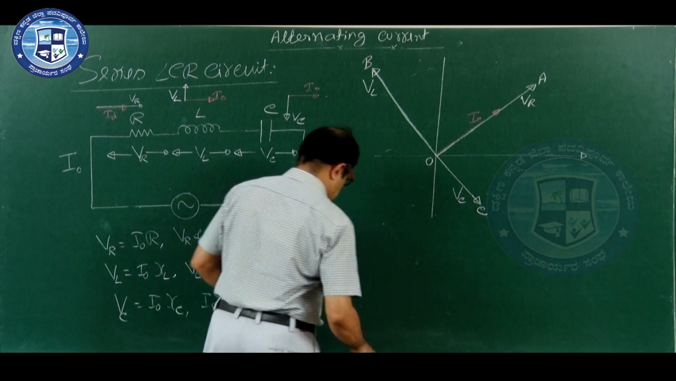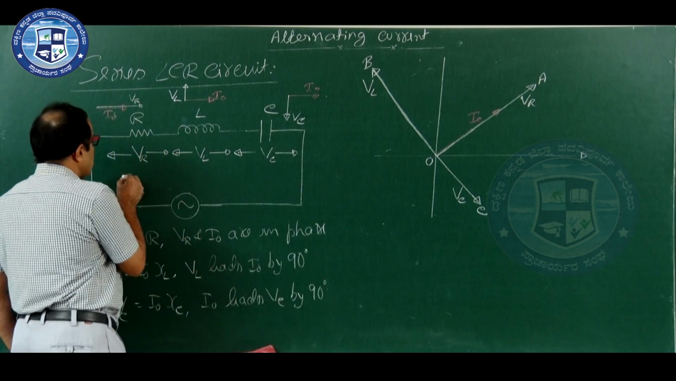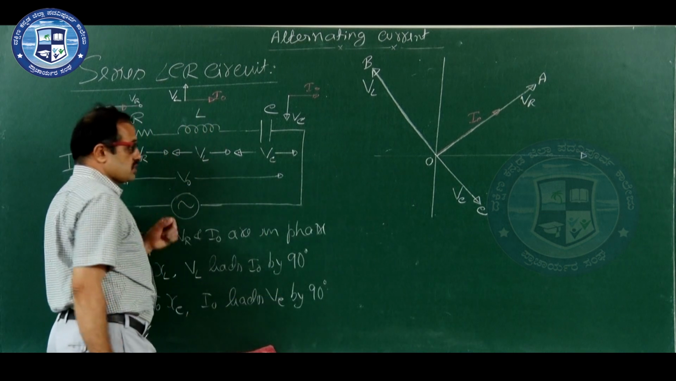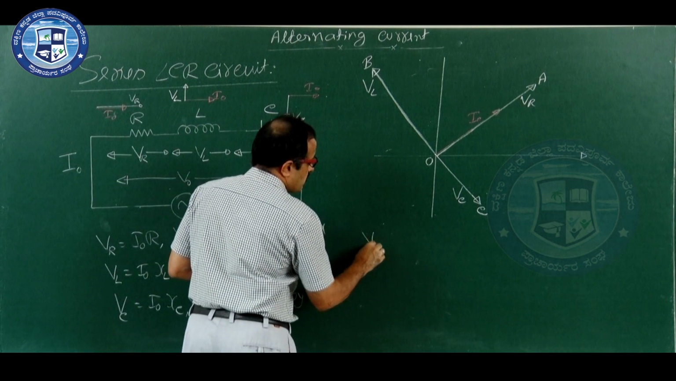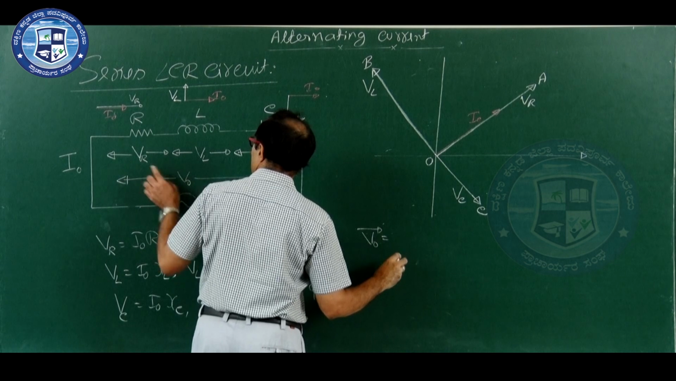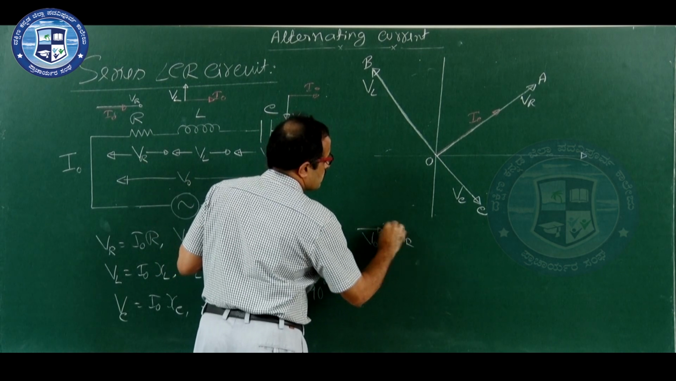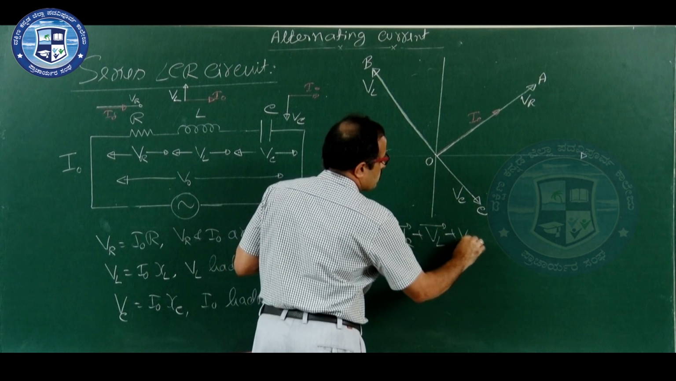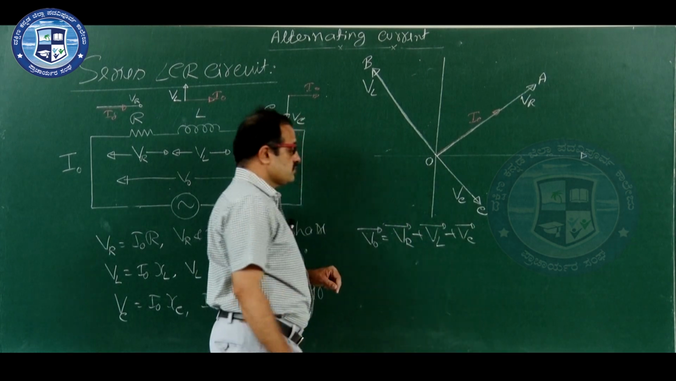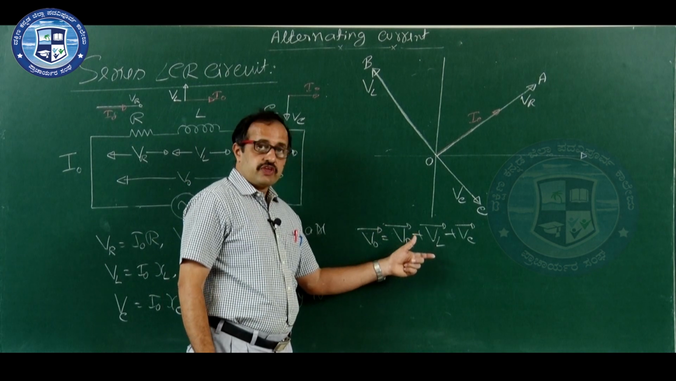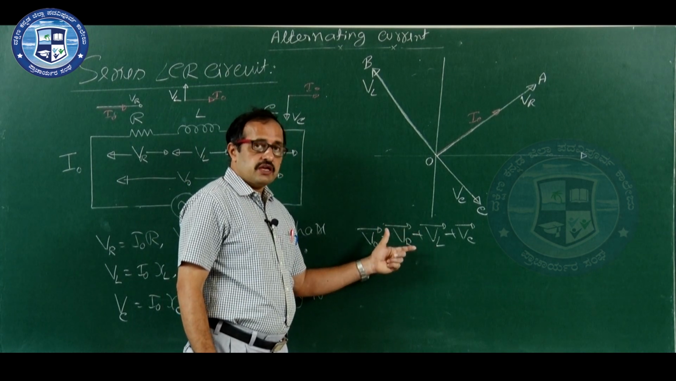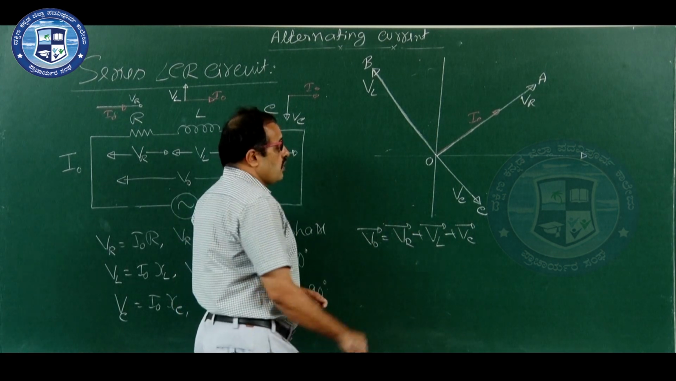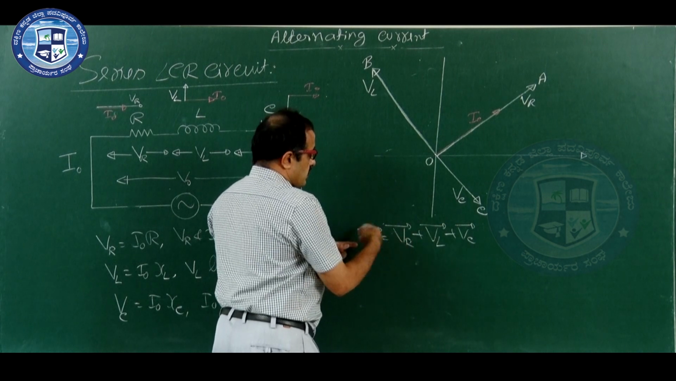Therefore, we can write like this. Think that V naught is the peak voltage across the combination, and we know vector V naught is equal to vector VR plus vector VL plus vector Vc. Even though voltage is a scalar quantity, here they are taken as vectors, rotating vectors. Now, if you add them by vector method, it is V naught.